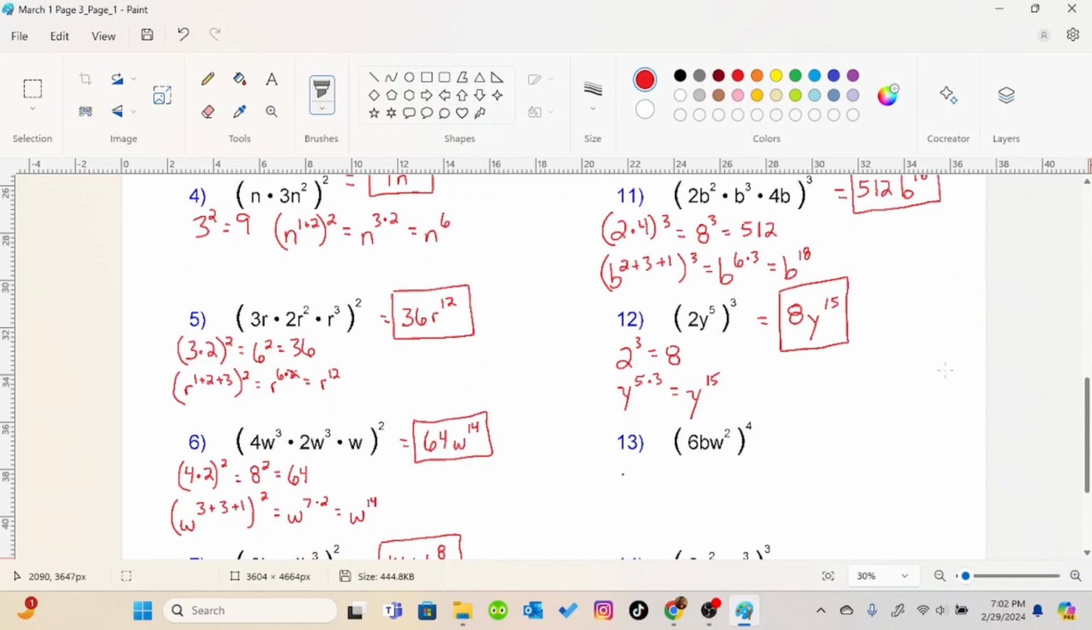Number 13. We have 6 to the power of 4, which is 1,296. We have b to the power of 4, and we have w to the power of 2 times 4, which equals w to the power of 8. So when we combine everything, we have 1,296 b to the 4th w to the 8th.